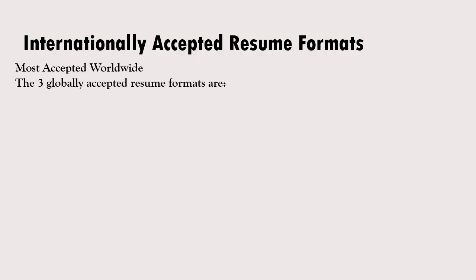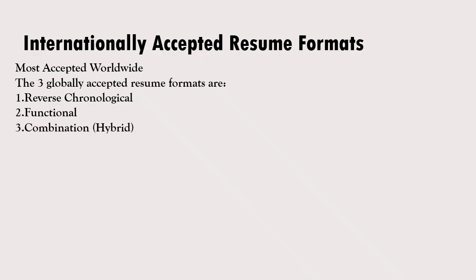The next thing we want to share is the next section, that is, what are the different kinds of internationally accepted resume formats. We have different types of formats, and what I'm going to share are the most acceptable worldwide. There are three globally accepted resume formats: the reverse chronological resume, the functional resume, and the third one is the combination or hybrid resume. So these are the internationally accepted resume formats.